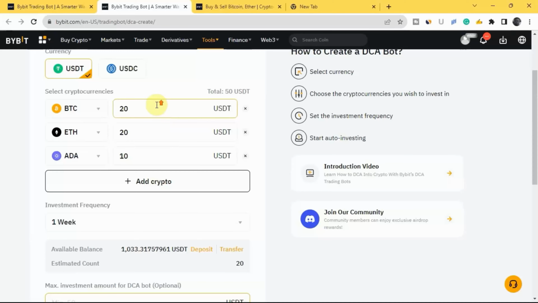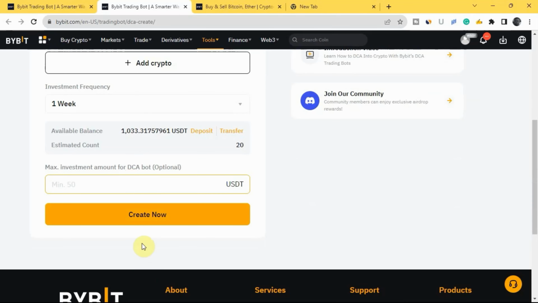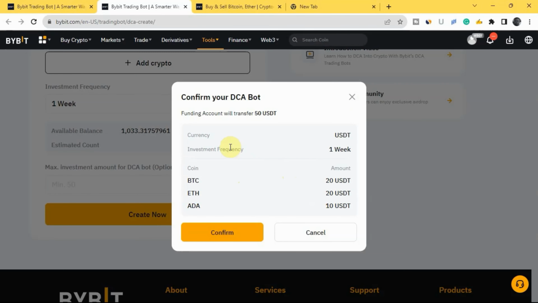So once you've entered all of these details, just come right here to the bottom side and click on create now. Right here, you're going to be seeing the summary of your bot. So you can see the currency you're using to invest is USDT. The investment frequency is 1 week, that you want to be investing every 1 week. The crypto you're investing in are BTC, you're investing $20, ETH, $20, Cardano, $10. So once you've confirmed everything, just click on confirm right here.